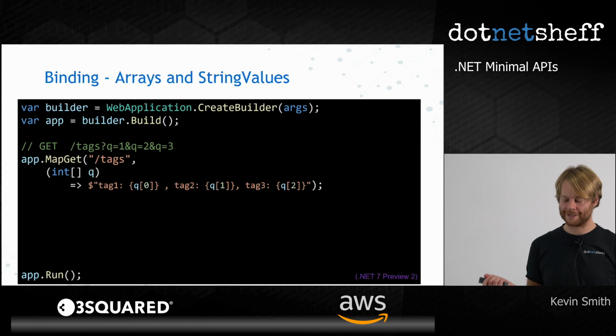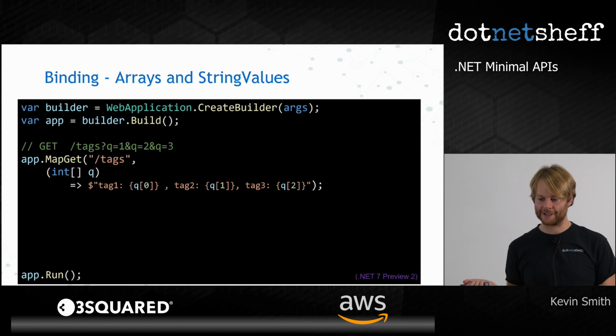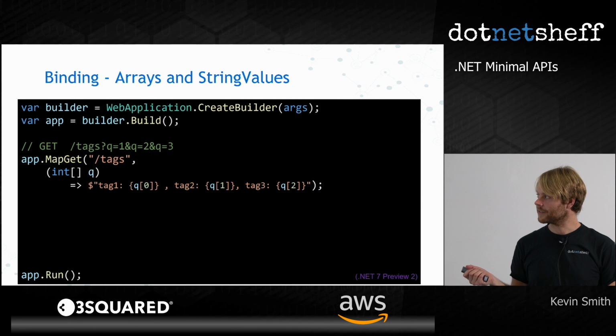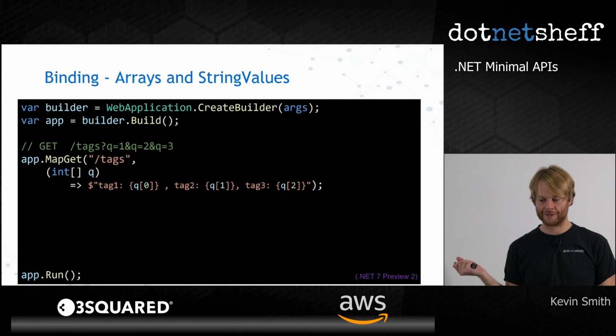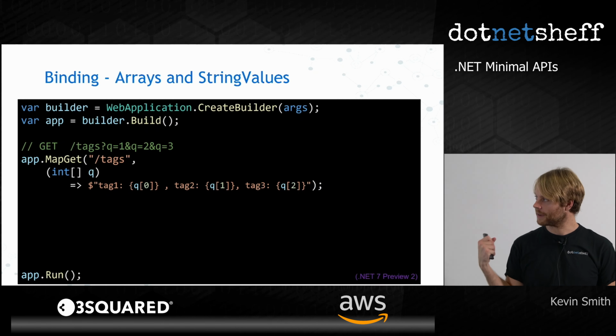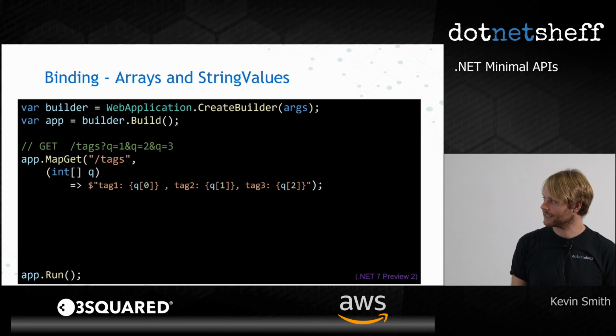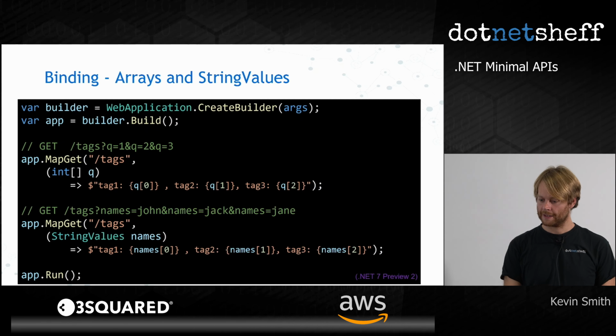You can bind to arrays now. Before in .NET 6, you couldn't bind to arrays. So if you've got multiple parameters on your query string, you can just bind directly to them. So that'll take tags, and that endpoint's tags will take a Q1, Q2, Q3, and that'll be 1, 2, 3 in them variables. And it also can bind to these string values as well, which is the string representation of them.